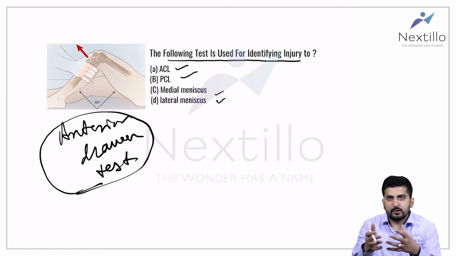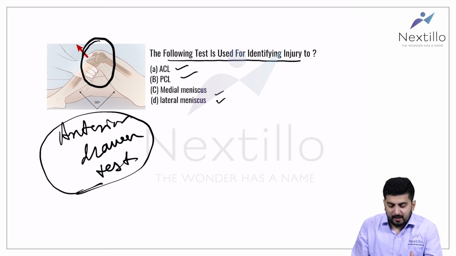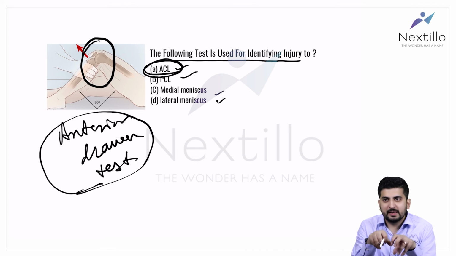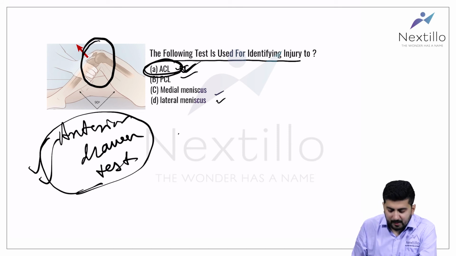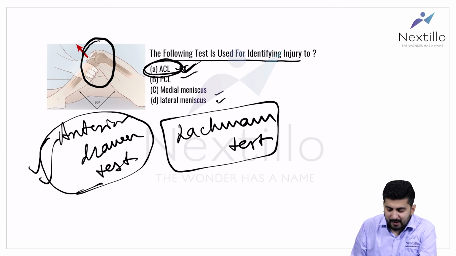in which the examiner puts an anterior strain on the tibia to see the tibial translation over the femur. Now, we know that the anterior cruciate ligament is the structure which stabilizes and prevents the tibial translation anteriorly over the femur. If this ACL is injured, the anterior drawer test will be positive. So the best answer in this scenario is the anterior cruciate ligament. Another test which is used to diagnose the same condition is the Lachman test, and this is also something which has been asked.